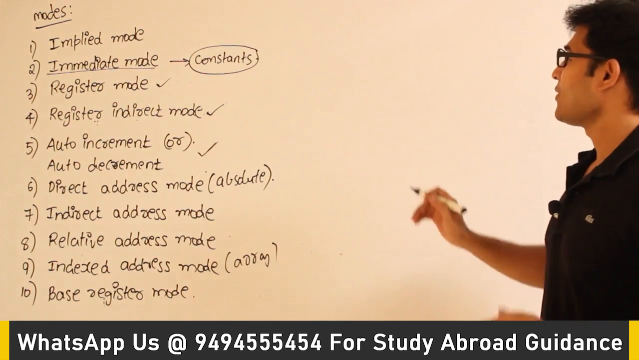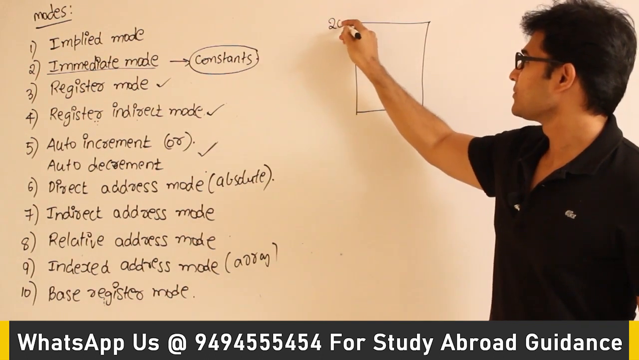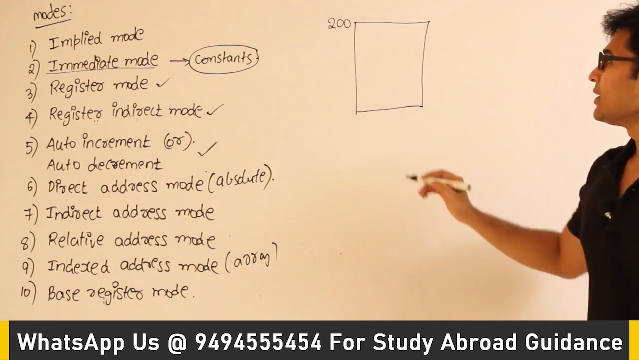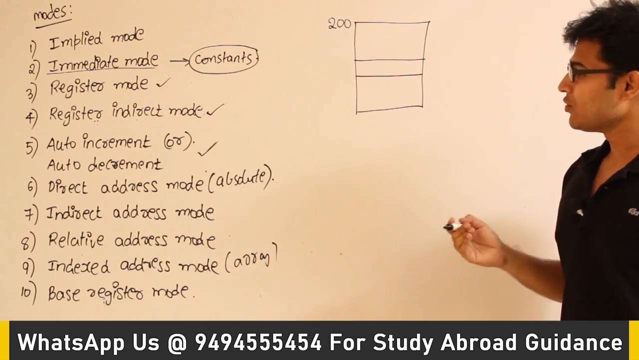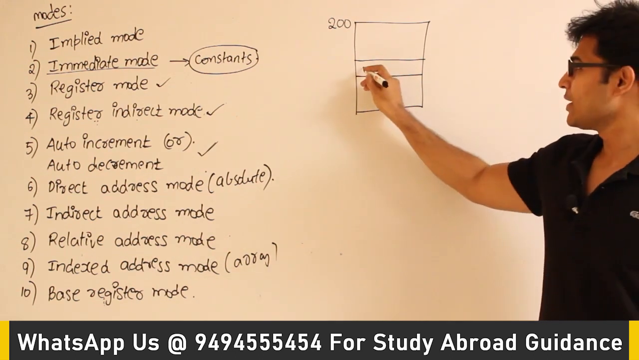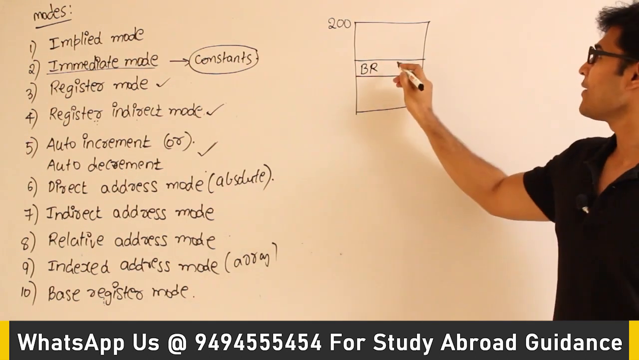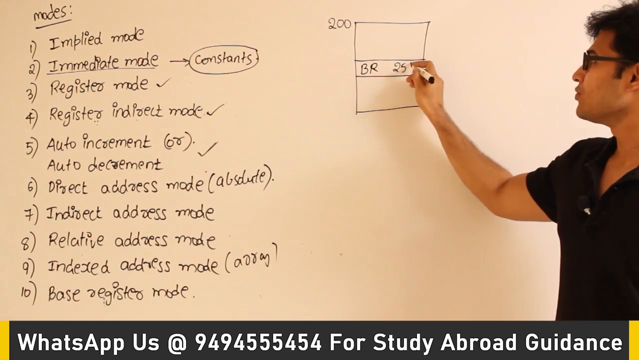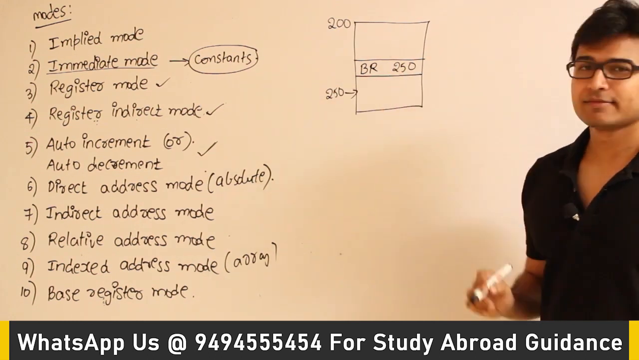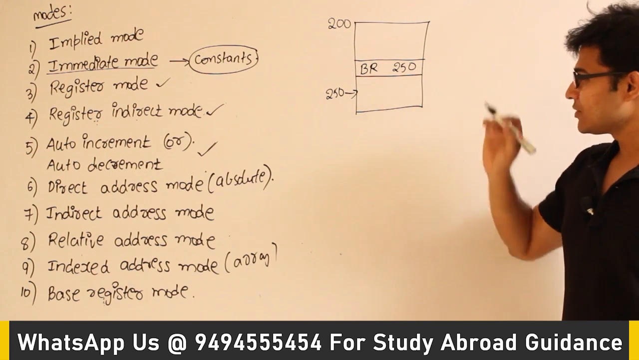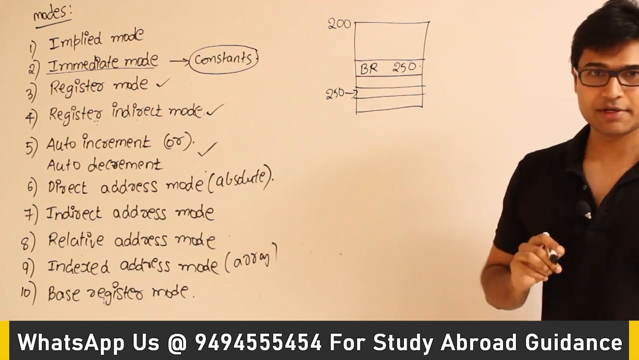Let us assume that you have a program, and this program is loaded from address 200, and there is an instruction here. Assume that we don't have relative addressing mode here. Let us say this is a branch statement, so we are having branch to location 250, and somewhere here we have the address 250. What does it mean? The next instruction to be executed should be picked up from location 250. That is the meaning of this statement.